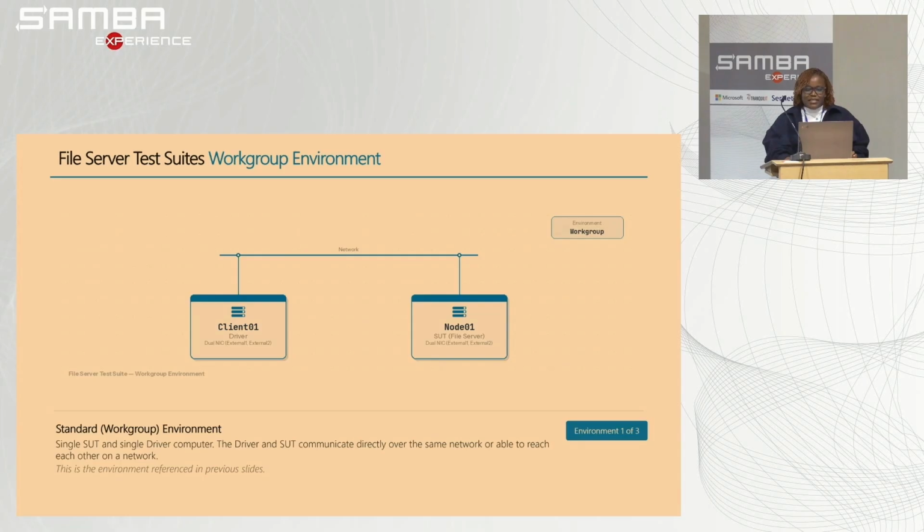We provide test cases for different environments. So this diagram shows the workgroup environment, which is the simplest and maybe standard environment. It consists of a single driver computer and a single system under test. That's your file server. It's straightforward. It's a client-server setup. And it mostly covers the core SMB2 operations like negotiate and file operations and so on. It won't test domain-specific features, but it gives you solid baseline coverage.